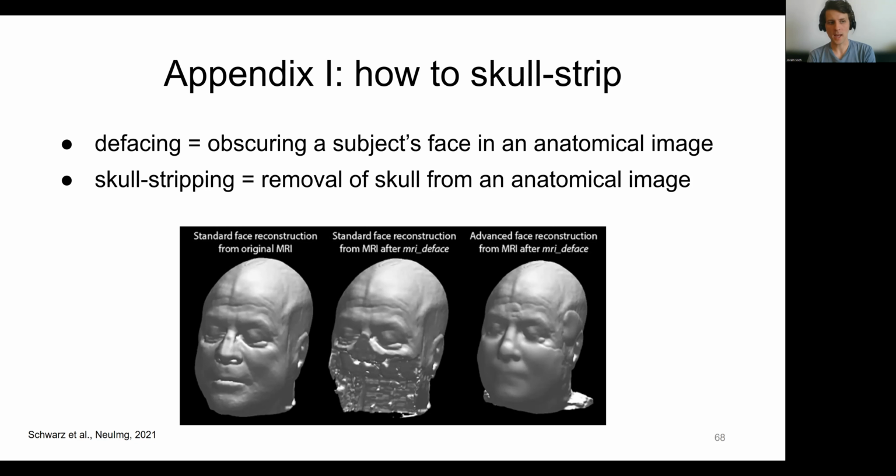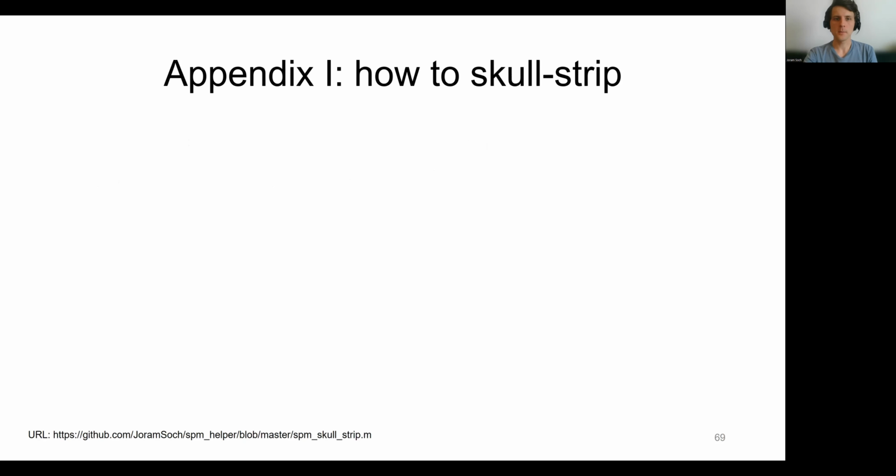And the other one is skull stripping, which I would say is the better one because it completely removes the skull from an anatomical image. And based on what you have heard about segmentation and masking, how could skull stripping be easily implemented? You can now think about this question for a moment. If you want, you can also pause the video and then I will explain it.